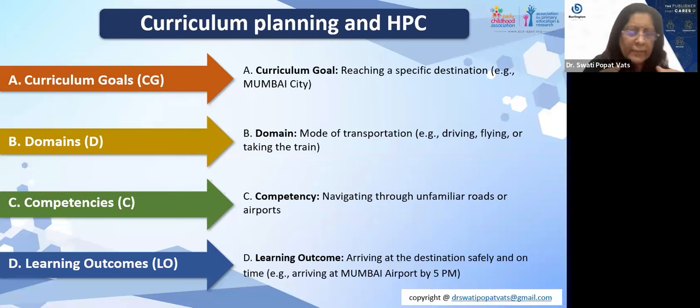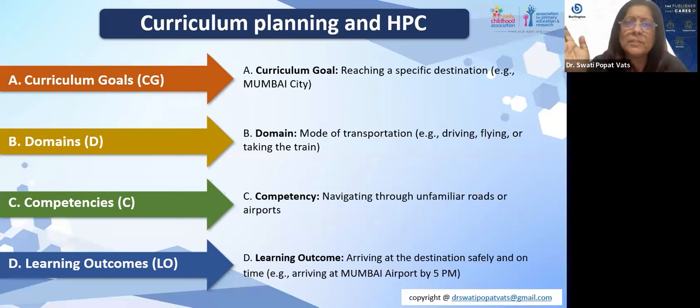So, what if my child is not able to hold the pencil properly? What are the competencies that I will require in the child? And have I prepared the child for it? Did I do fine motor development exercises? Did I do perception exercises? So that comes competency. And then comes your learning outcomes. Learning outcome means arriving at your destination safely and on time. Very importantly. So when you look at this analogy, you will realize, oh my God, this is so easy.